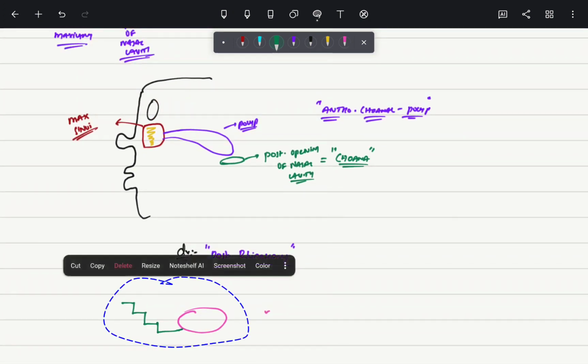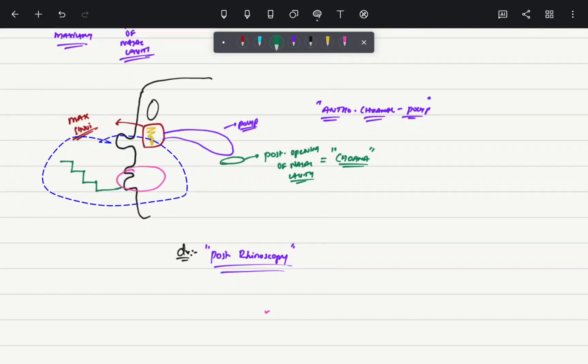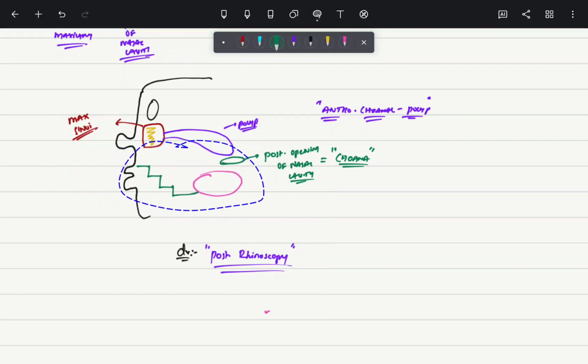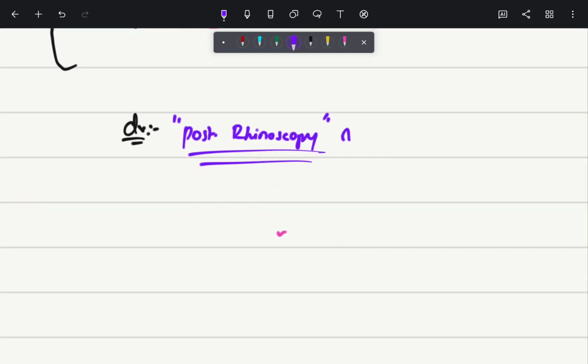We take this posterior rhinoscopy mirror and we will pass it through the oral cavity. We are passing this posterior rhinoscopy mirror through the oral cavity and we will place it near the opening. As you can see, we are placing this mirror below the opening. Now if we are placing the mirror below the opening, the polyp which is extending to the opening can be seen in this mirror. This is called your posterior rhinoscopy. Okay, hope everyone understood this concept.